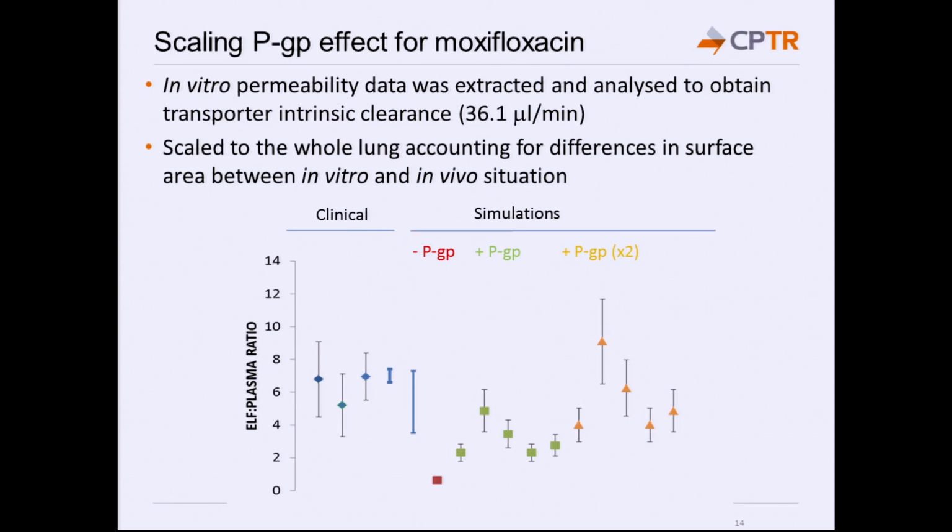And that's what we had to look at. So we looked at taking in vitro permeability data and using it to calculate the transporter intrinsic clearance, which we scaled up to the whole lung. You can see here the clinical data from 5 different studies. This was the data I showed previously when you don't account for the effect of P-gp. When you account for the effect of P-glycoprotein, you can see the concentrations increase. The ELF plasma ratio is in the area where the clinical data is, but you need a further correction factor to match the clinical data exactly.